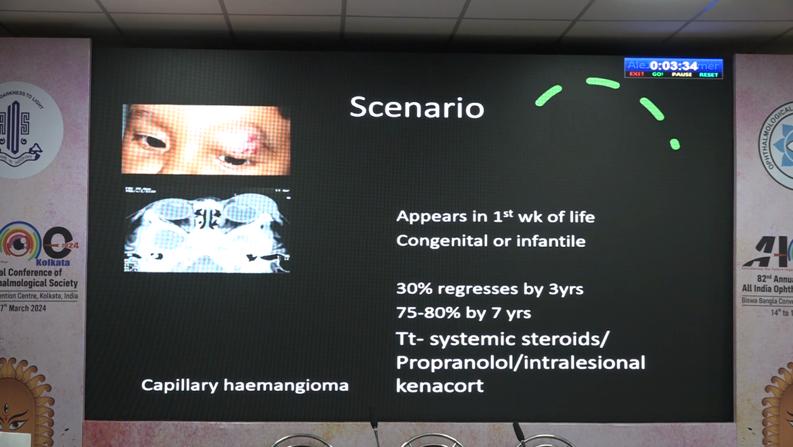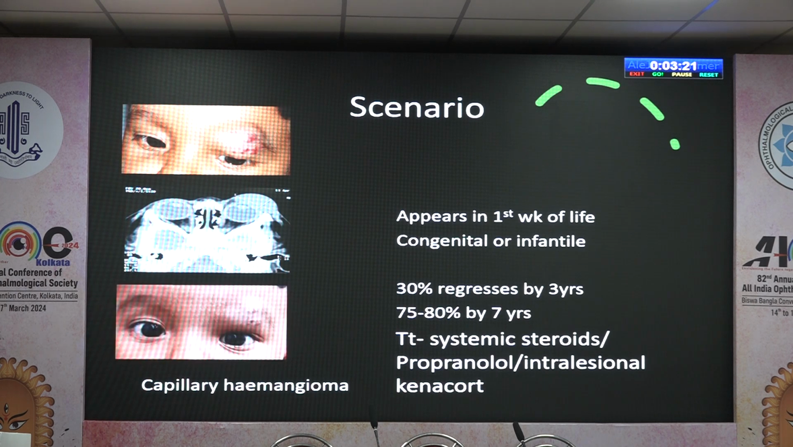These are capillary hemangioma. It could be either congenital or the infantile variety. 30% of them regress by 3 years. 75 to 80% regress by 7 years. Treatment usually, look at this patient. We started the patient with propranolol. One year of propranolol reduced the lesion a bit, but not the whole one. Then we gave 2 injections of intralesional Kenacort. Now it has reduced.